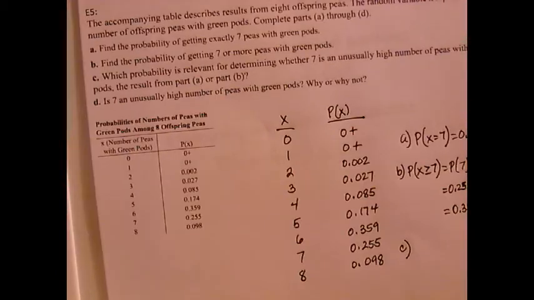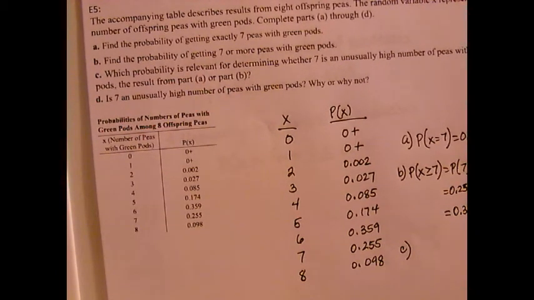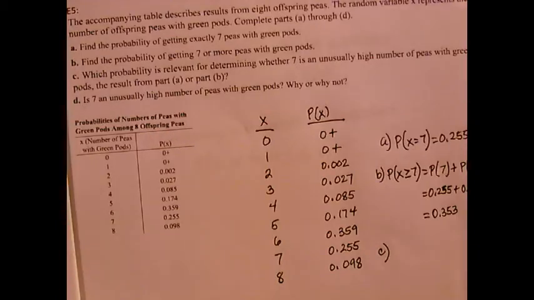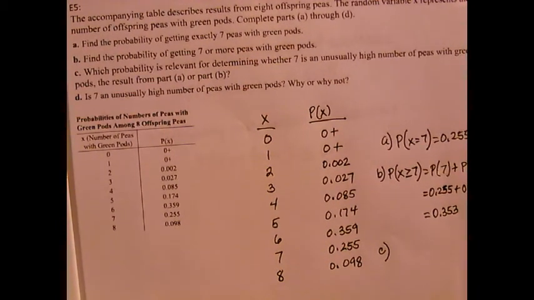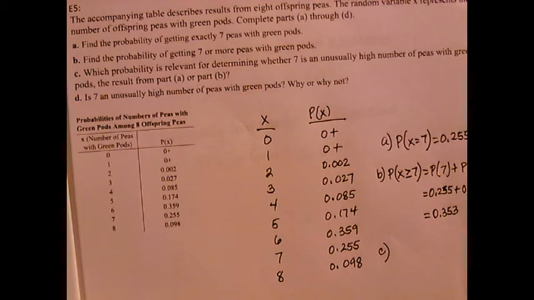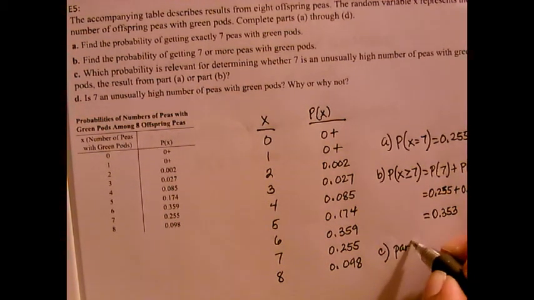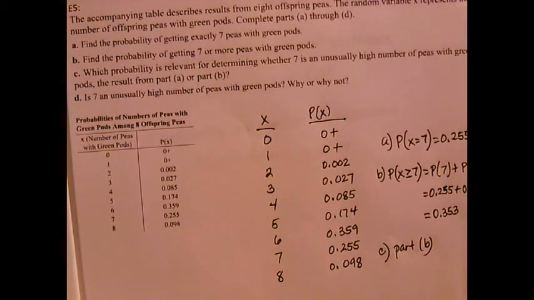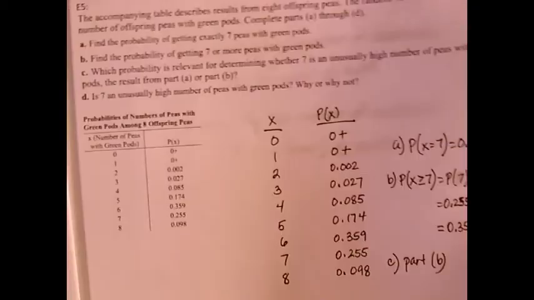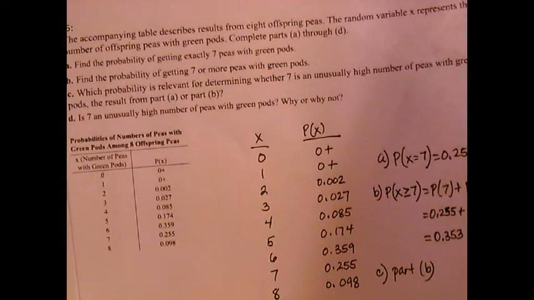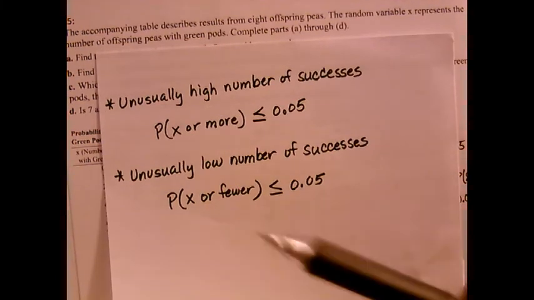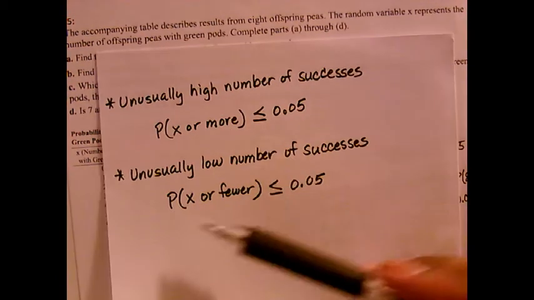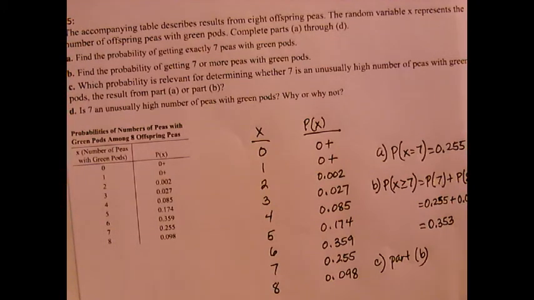Now part C asks this: which probability is relevant for determining whether 7 is an unusually high number of peas with green pods? The result from part A or part B? Okay, in this case we have to use part B, because the criteria for determining whether a number is unusually high or unusually low has to be X or more, or X or fewer, which does include that value. X or more means greater than or equal to. So we have to use the answer in part B.